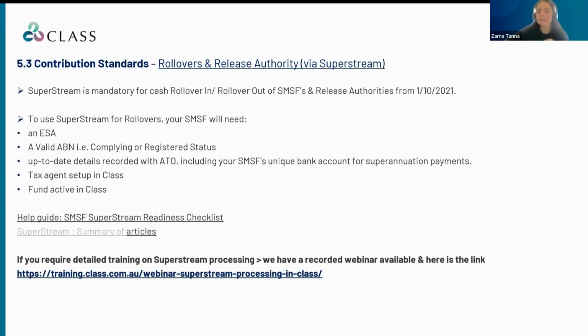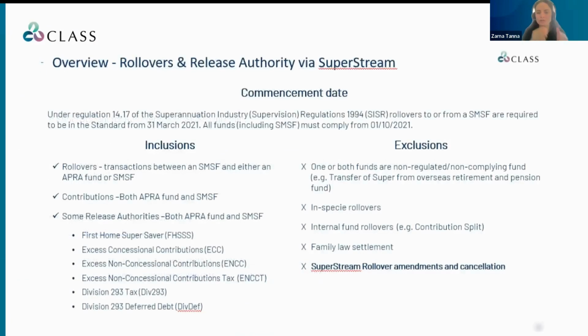So we will mainly focus today on what transactions are included and excluded to be processed via SuperStream. So say, for instance, if your fund is rolling over between an SMSF to an SMSF or APRA to SMSF or vice versa, this is going to be included to be processed via SuperStream, as are any contributions or all the release authorities that are listed below. So only these transactions are the ones that are included to be processed via SuperStream.